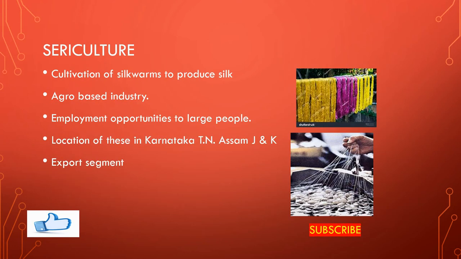Then the next one is sericulture. Sericulture, or silk farming, is the cultivation of silkworms to produce silk. It is an agro-based industry. It provides employment opportunities to a large number of people and farmers, directly and indirectly. Karnataka, Tamil Nadu, Assam, and Jammu and Kashmir are the leading states engaged in the production of silk. In Karnataka, districts like Mandya and Mysuru are known for sericulture. It is now extending towards North Karnataka also to a certain extent. It is a prominent export segment also.